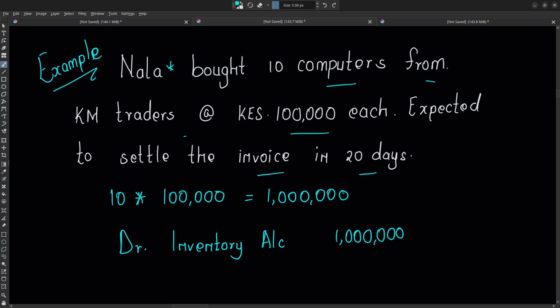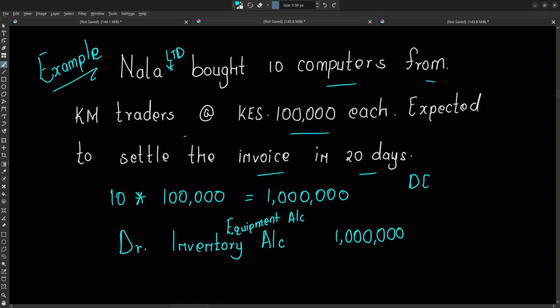But if Nala company, let's say this Ltd, was just buying these 10 computers to use them in generation of revenue, they are doing other things, not buying and selling computers, then this would be equipment. We would debit the equipment account. It's also an asset account.